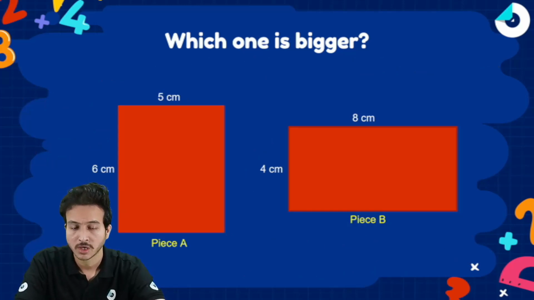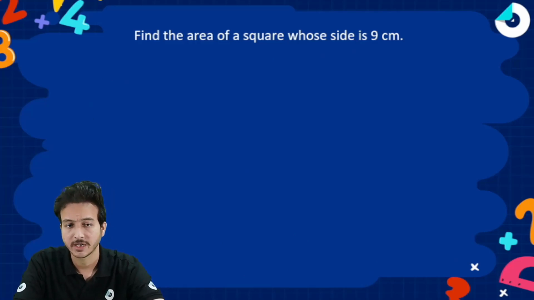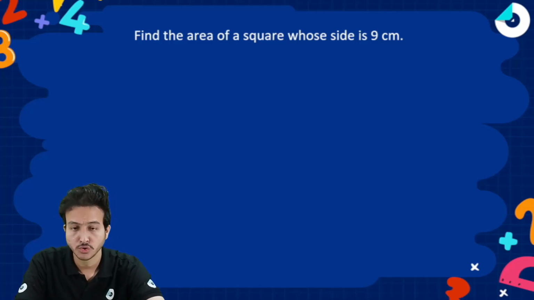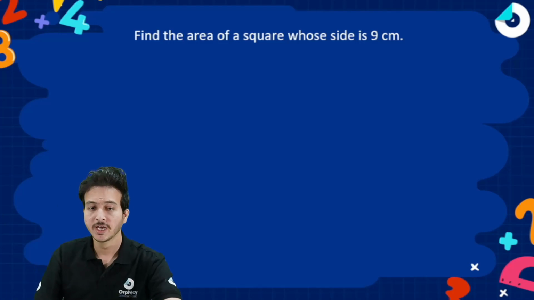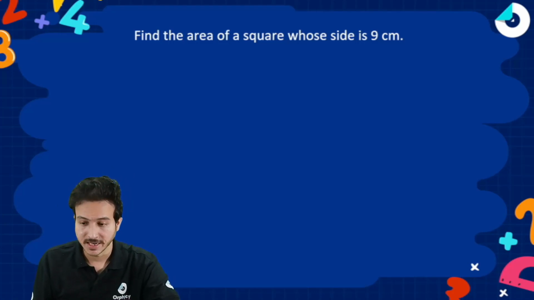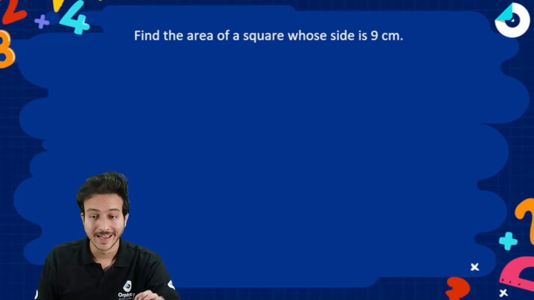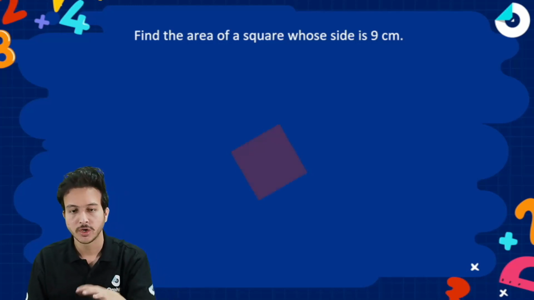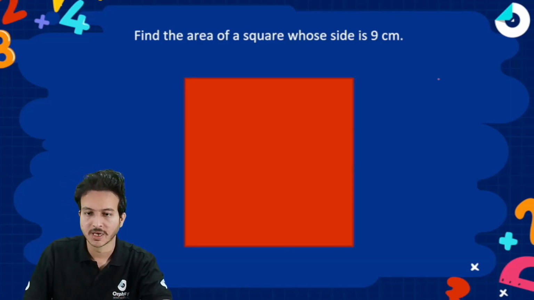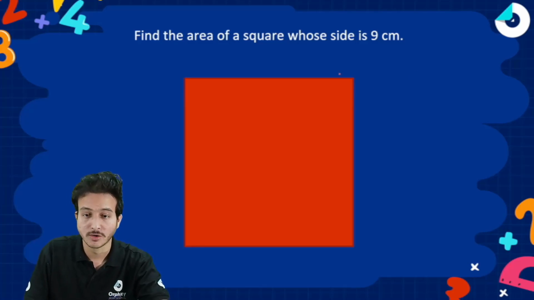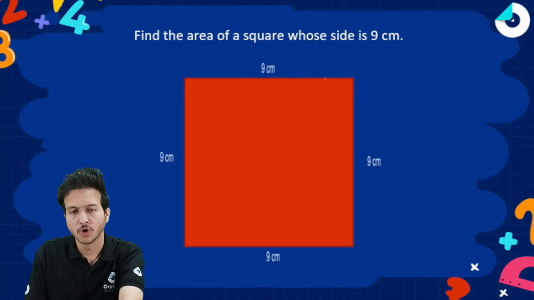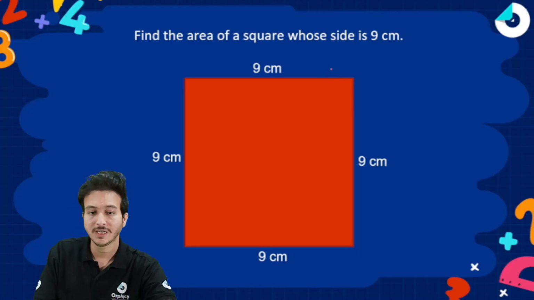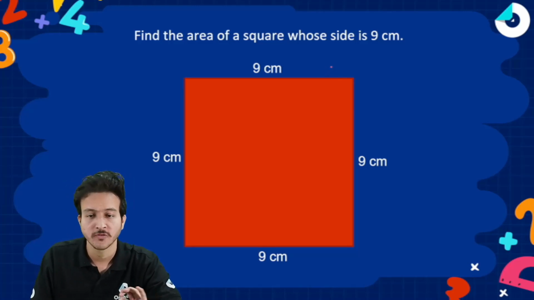So we found it out for this. Now we will try to find it for another one. Let's say you need to find the area of a square whose side is 9 centimeter. Just draw a square whose sides are 9 centimeter. We know a square is a shape in which all the sides are of equal measure. That means you don't need to find any other side because all sides are of equal measure.